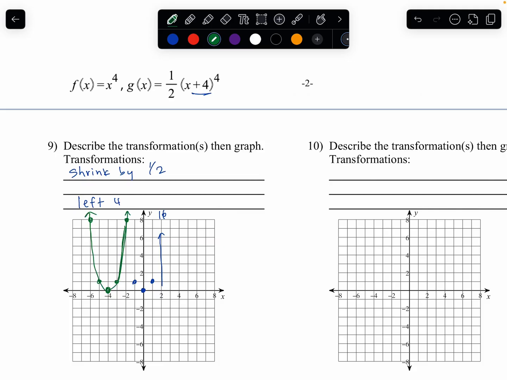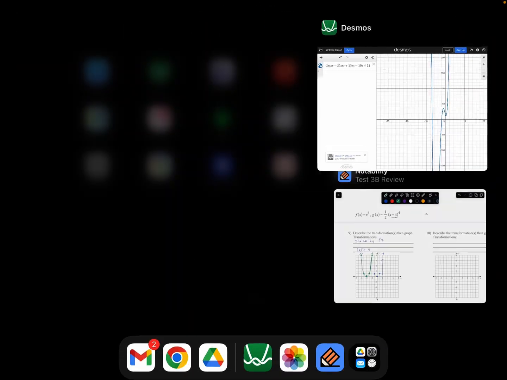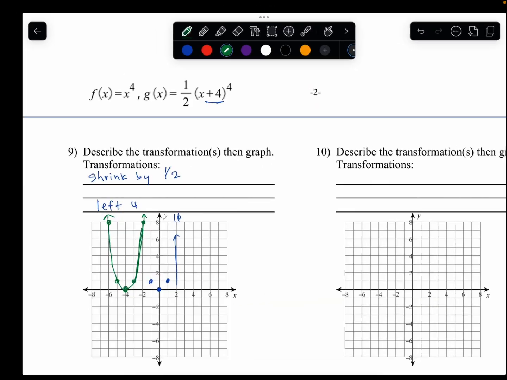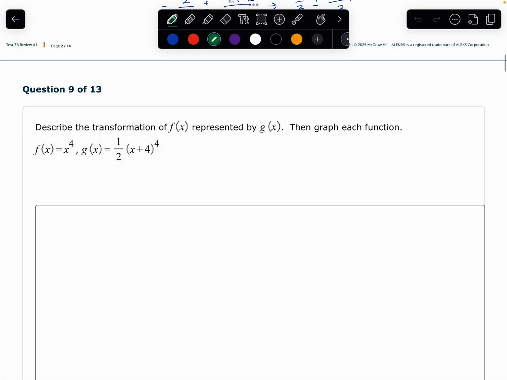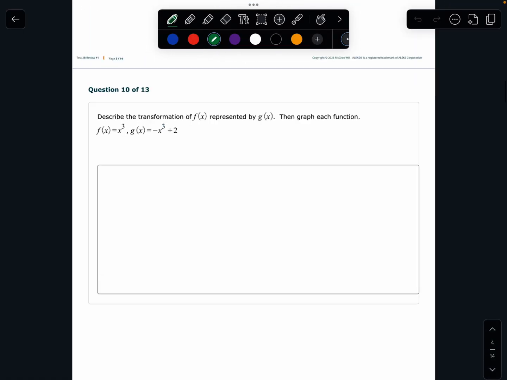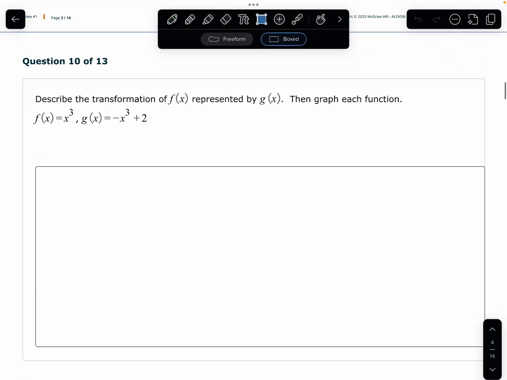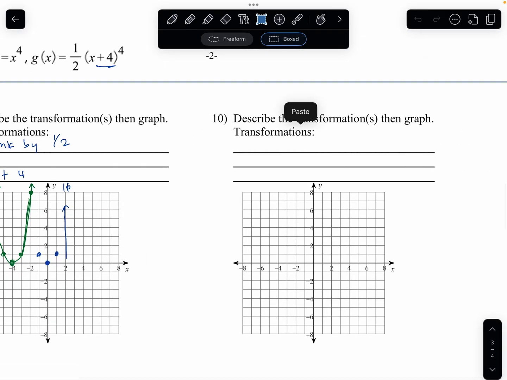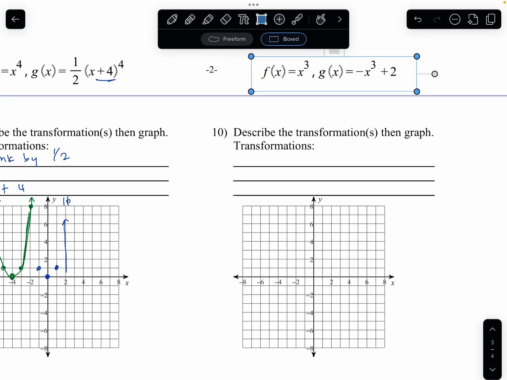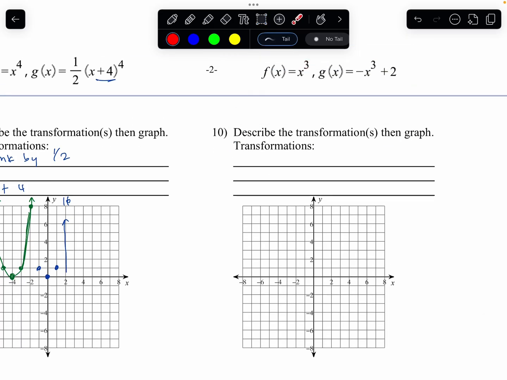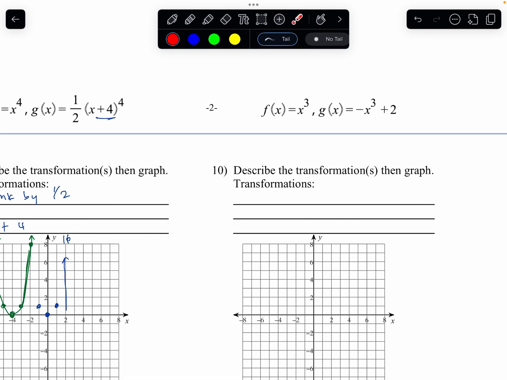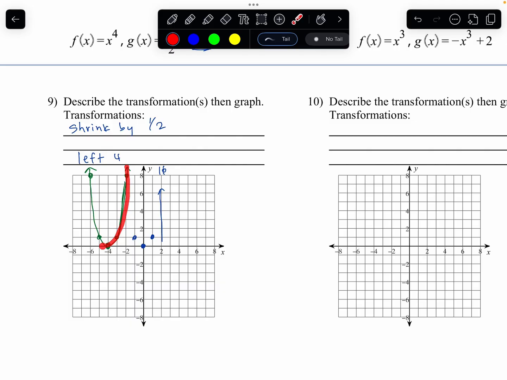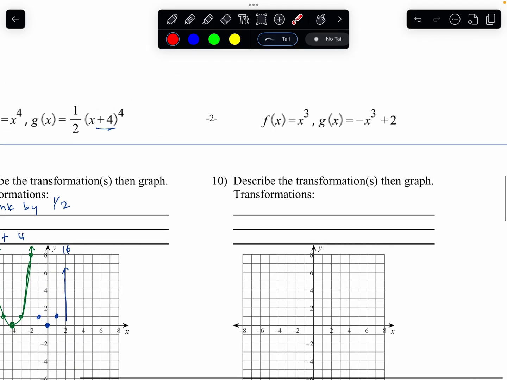Okay? And then for 10, I have another one. So for 10, I have a cubic function, so an odd degree. So that one's not going to be a parabola. It's going to look like this right here, but then the other side's going to be flipped, because it's an odd degree.